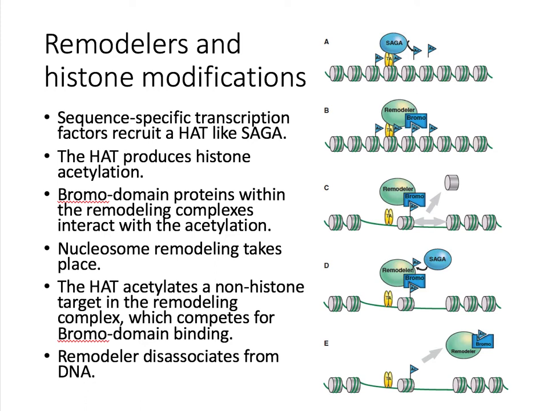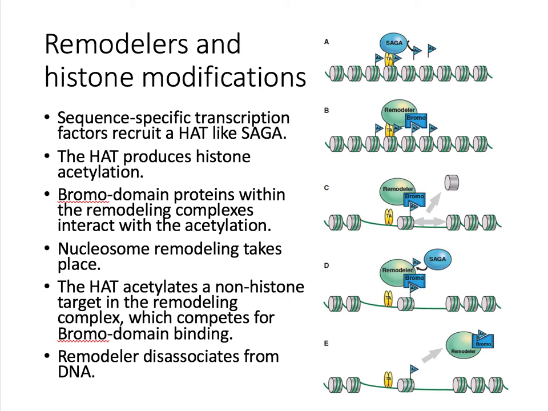Here is a model for how nucleosome remodelers might carry out their function. In this case, sequence-specific transcription factors recruit a histone acetyltransferase like SAGA. This histone acetyltransferase produces histone acetylation, and the bromodomain proteins within the remodeling complexes can now interact with the acetylation and bring down the nucleosome remodeler. Now, nucleosome remodeling can take place.